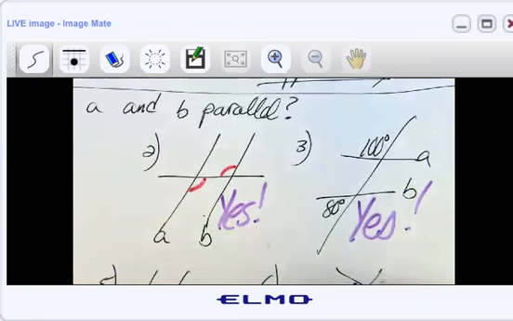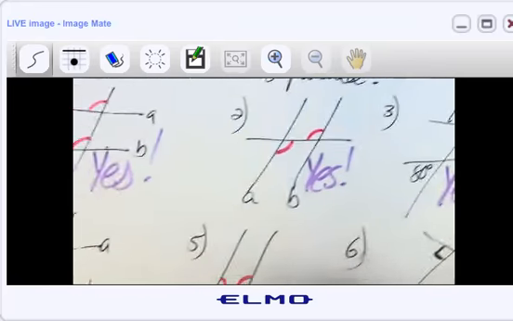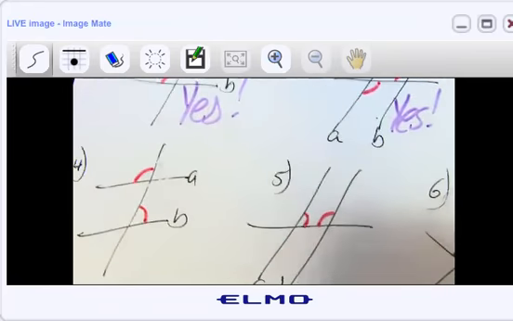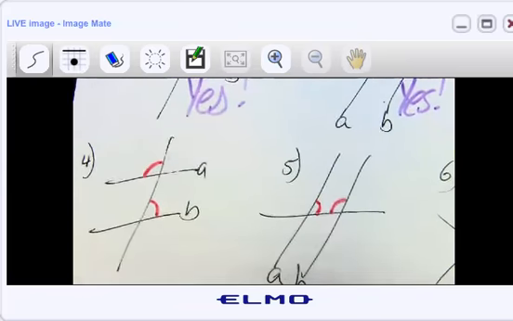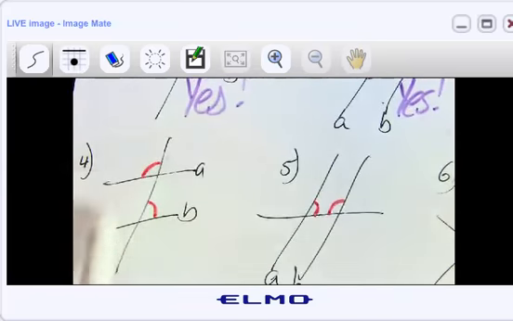All right, let's try number 4 now. Take a look at number 4 over here. Everybody take a minute. I do have 2 angles that are marked congruent. So I've got to see, do I have one of the 5 things listed up above? If you do, you're going to say yes. If you don't, you're going to say no.